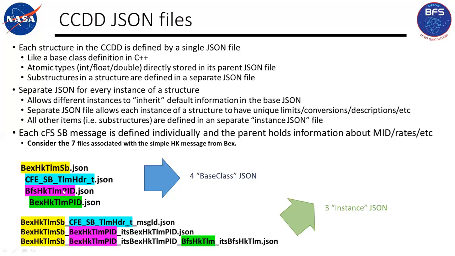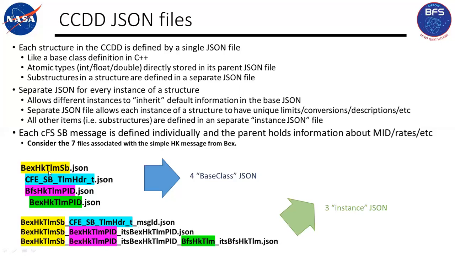And so you have these four base classes: the BEX HK telem, the CFE telem header, the BEX HK telem PID, and the BEX HK telem PID substructure. Those are the four base classes. And then there are three specific instances. For instance, you've got this BEX HK telem, the CFE software telem header, and then a particular instance. This file here is this specific instance of that file, and again, this one here is this one, and this bottom one is this green system. These are the specific instances.